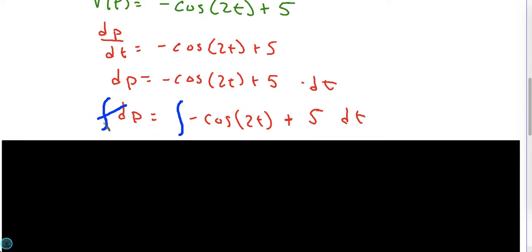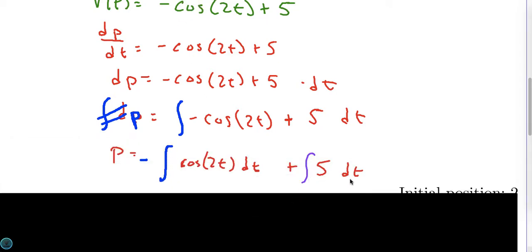These cancel, giving me just position, because an antiderivative of the derivative will just give you the variable here, which is position. And here I have a somewhat more complicated antiderivative, but nothing harder than what you've done before, most likely. I'm going to treat each part separately, so this 5 will spawn a fairly straightforward 5t. Hopefully that's not too bad. You can see that in just a moment. But let's focus on this part right here.